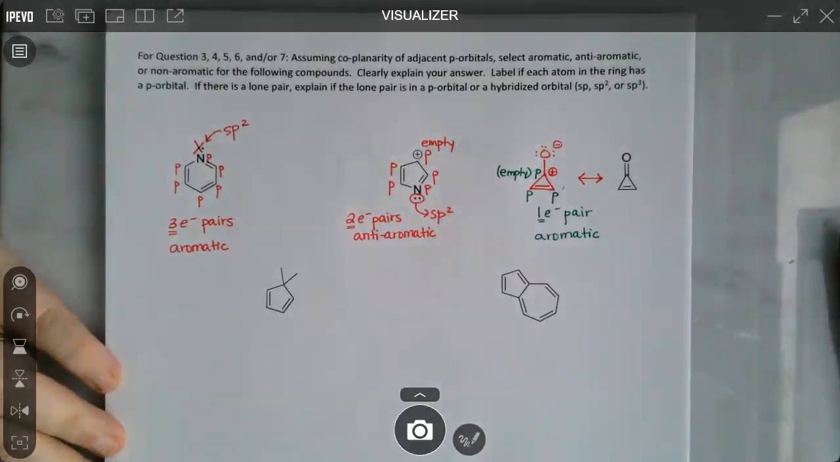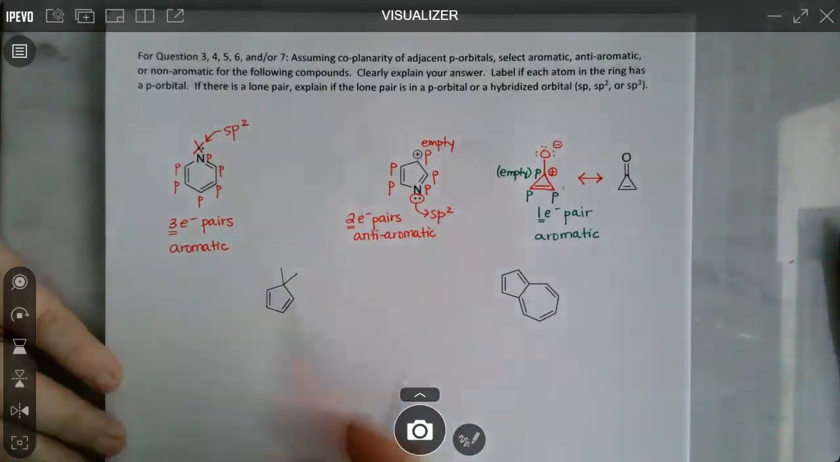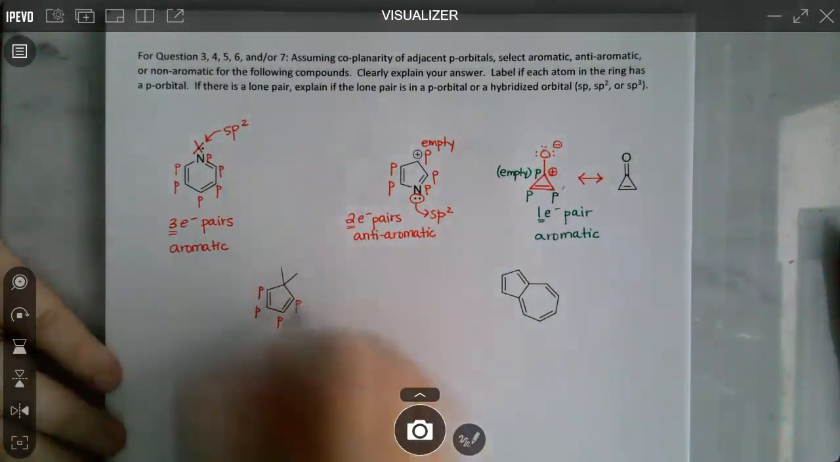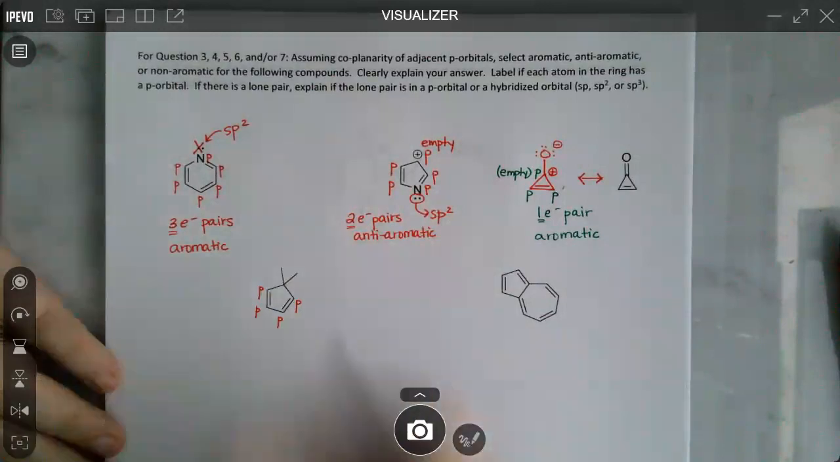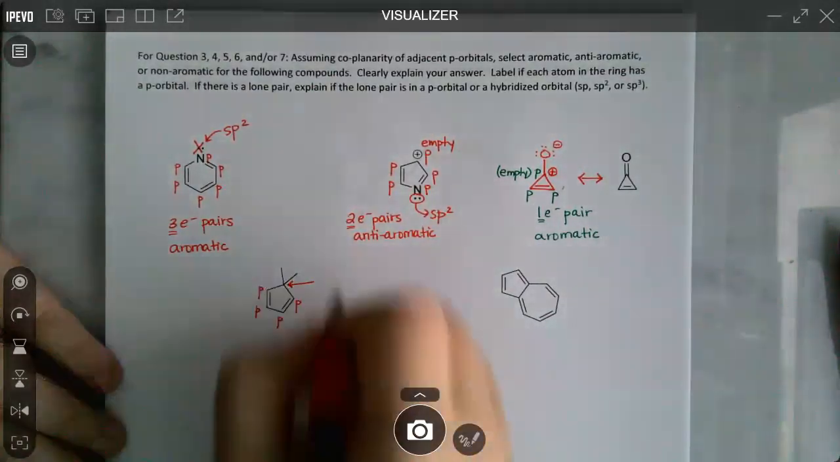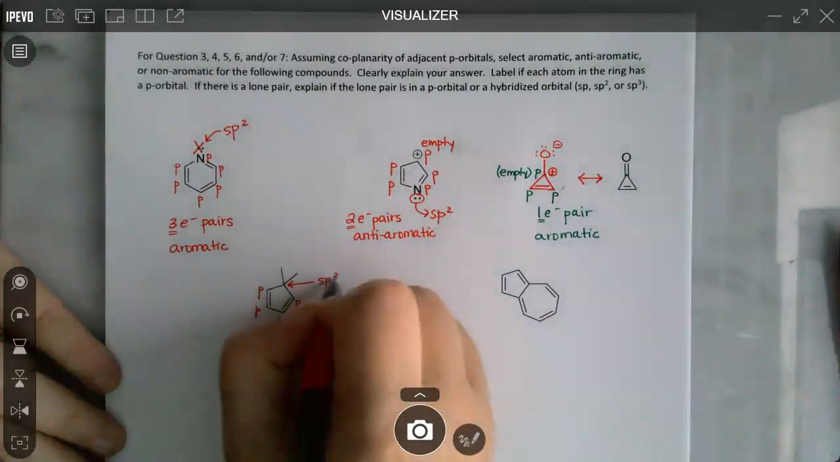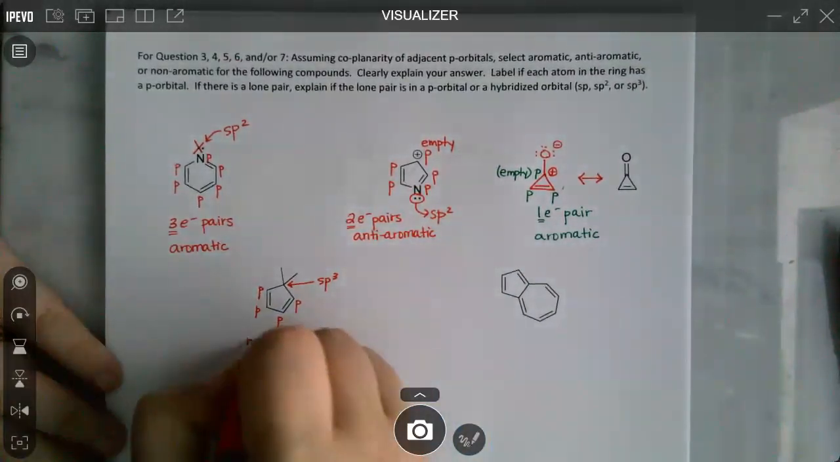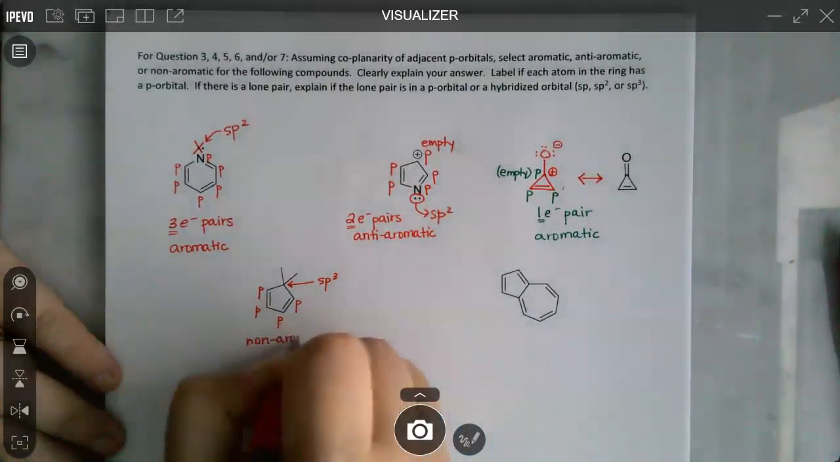Coming over here, we have p orbitals at those 4 carbons, right? But this carbon here does not have a p orbital. It's sp3 with 4 bonds attached. So with no p orbital there, we have to call this one non-aromatic.